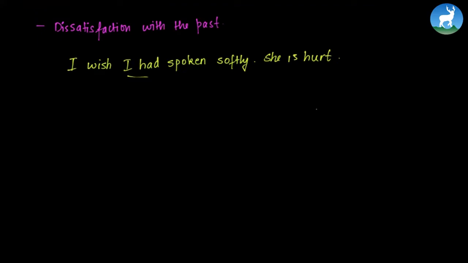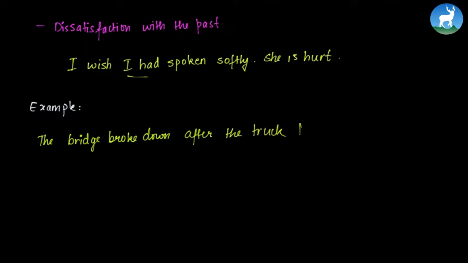Let's see some more examples of past perfect tense. The bridge broke down after the truck had crossed it. So breaking down of a bridge is an action that occurred after one action had already completed, that is, the truck had crossed it. So once the truck had crossed the bridge, the action is completed. Then the other action, the breaking of bridge, occurred. So we use the past perfect tense.